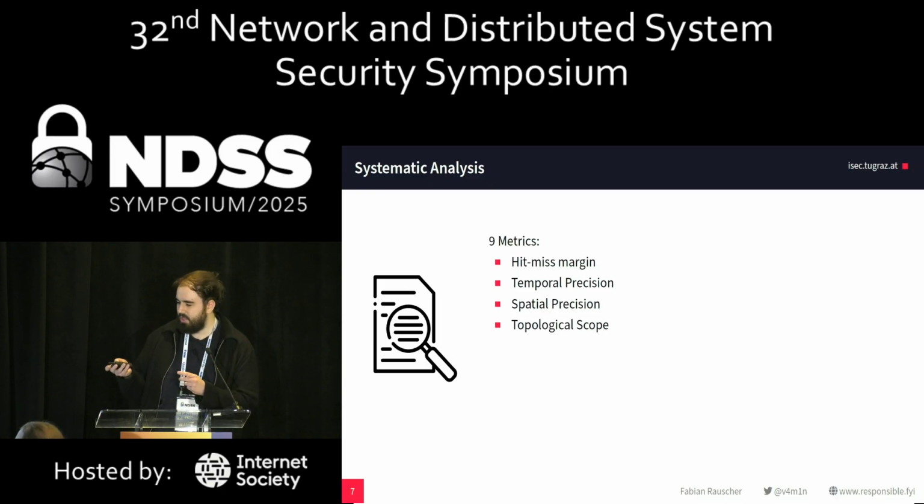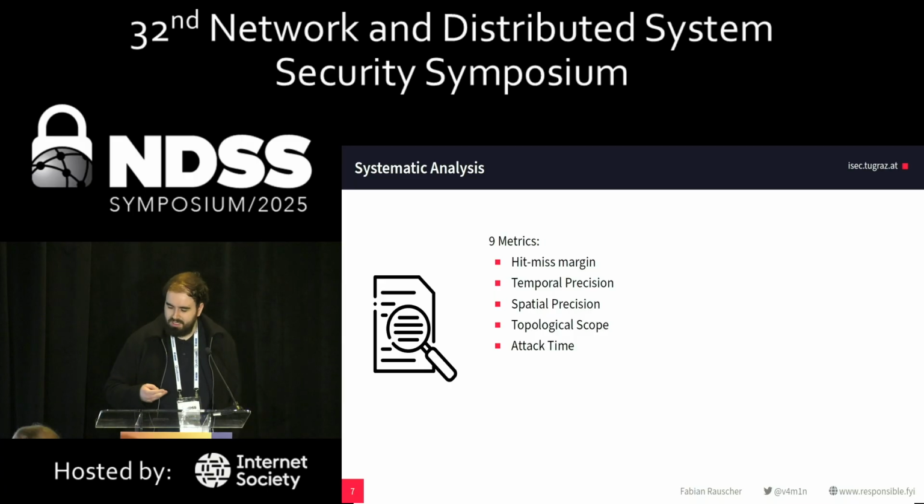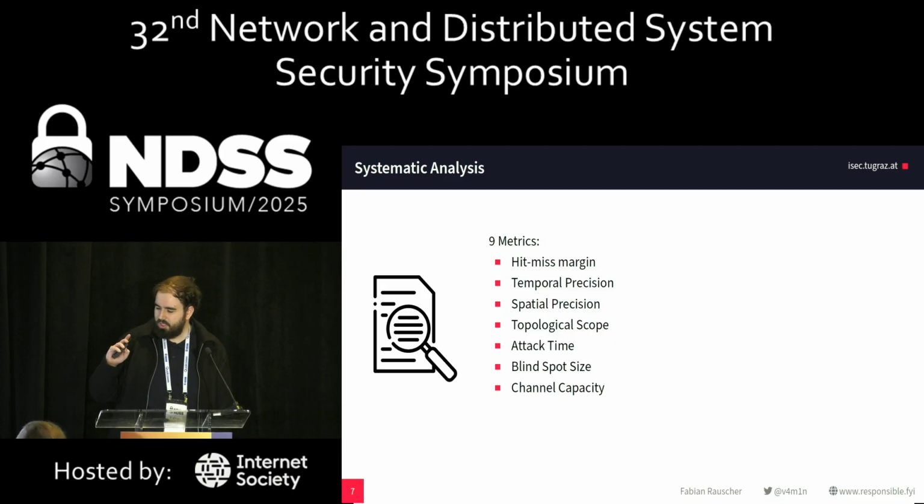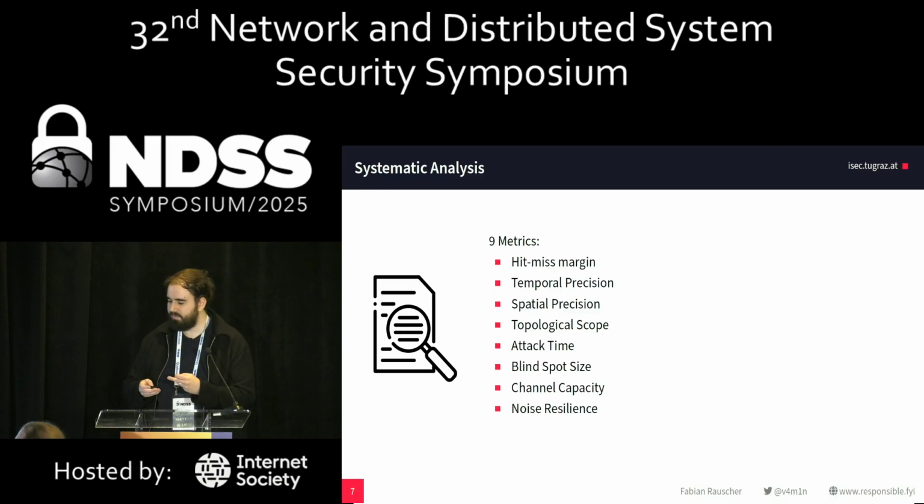Stuff like that. Topological scope: does the attacker need to run on the same core as the victim? Can it be a different core? How long do the attacks take? Blind spot size, we'll get into that in a second. Channel capacity, like if you build a covert channel with it, how fast is it? How much data can we actually leak? And noise resilience. No, there's actually one more. Noise resilience is like what happens if there's noise in the background, how much worse does it perform?